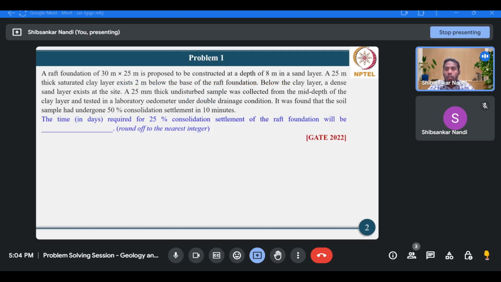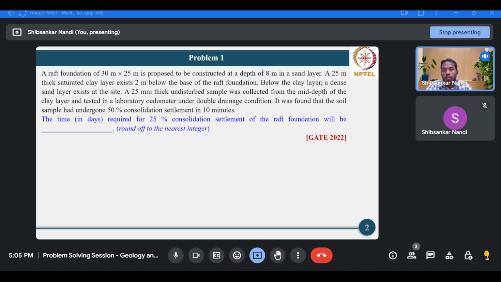This problem was asked in the GATE examination 2022. A raft foundation of size 30 meter by 25 meter is proposed to be constructed at a depth of 8 meter in a sand layer. A 25-meter thick saturated clay layer exists 2 meter below the base of the raft foundation. Below the clay layer, a dense sand layer exists.